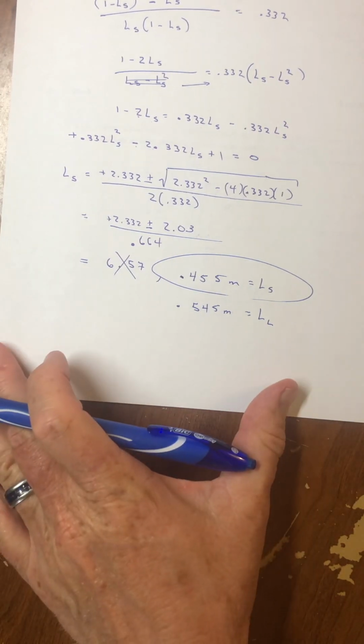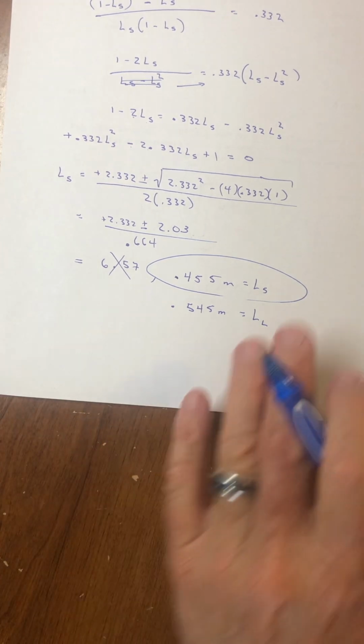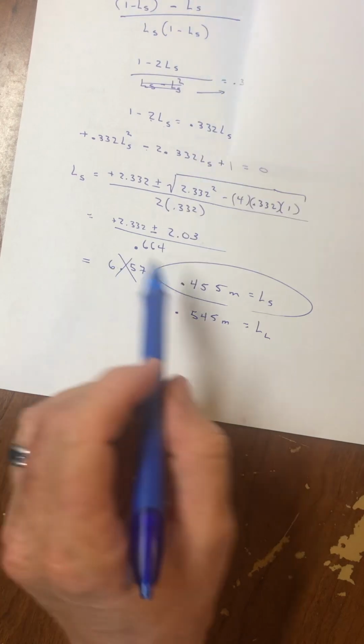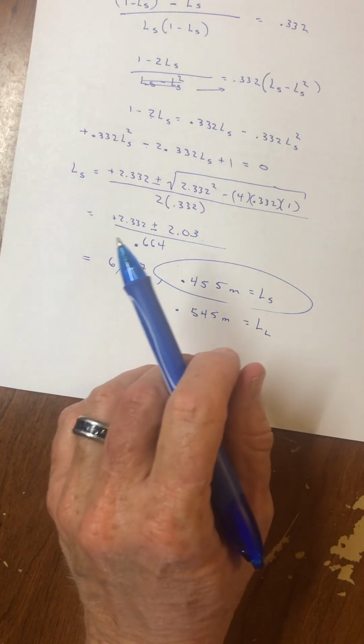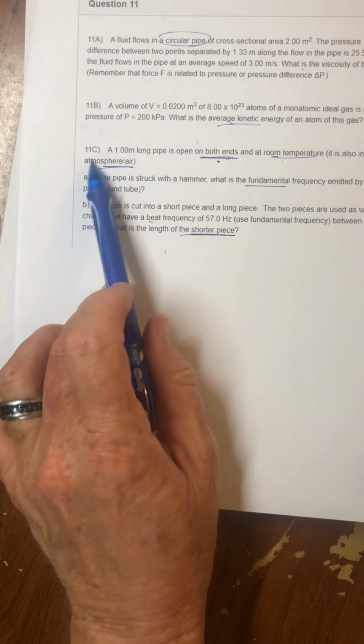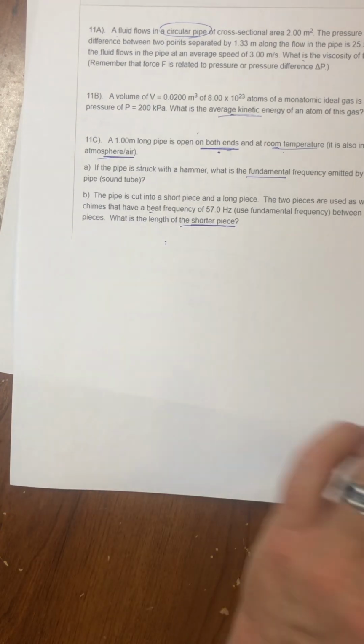Hopefully that didn't mess you up here, but quadratic and, like I said, a little challenging conceptually and mathematically. So I would say again, I think this 11C, and particularly part B, is the hardest of these free response.